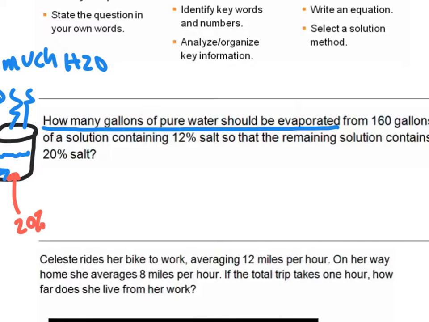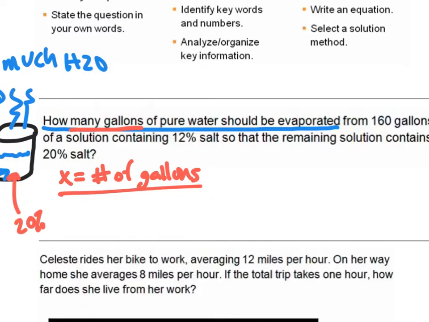8% of 160, right? The question, okay, hold on. You're right, hold on, let me talk. How many gallons? Okay, so let's define a variable here. X is equal to the number of gallons. We don't know what that is. This is what we're trying to find.